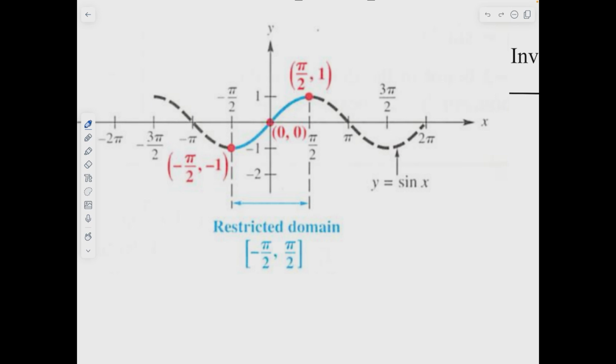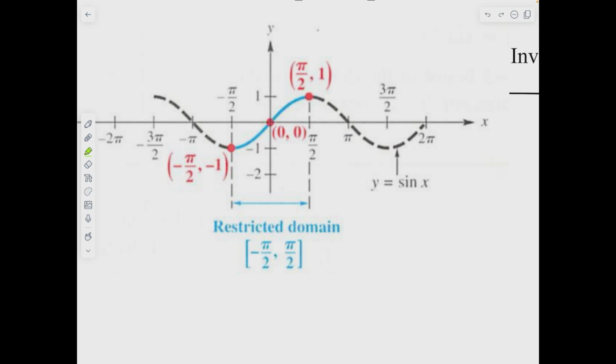Now, what you learned in Algebra 2 was the idea of vertical line test. So if I draw a vertical line and it only goes through one point, that means that sine is a function. However, when I do a horizontal line test, if I go through more than one point, that means that the inverse will not be a function. So the way to work around that is by restricting the domain to a certain amount of points.